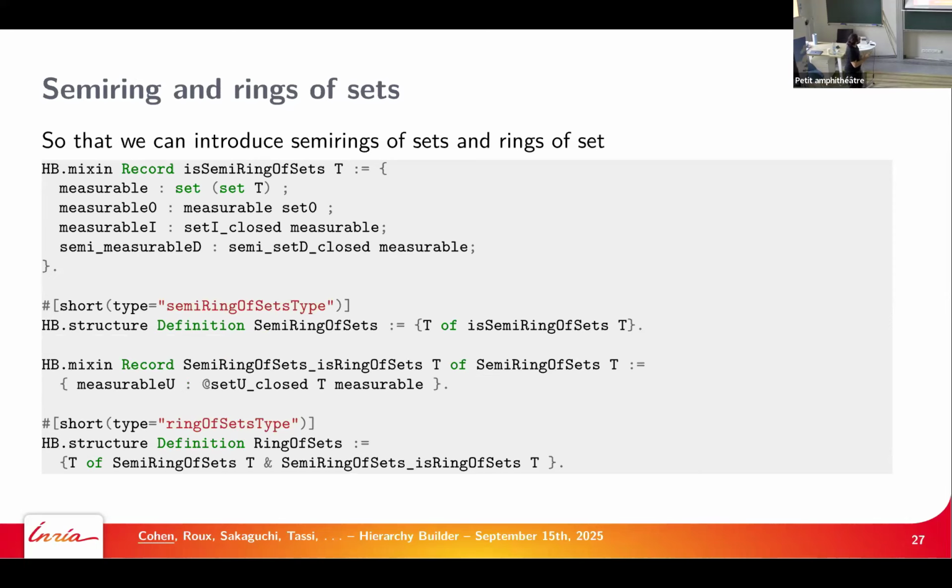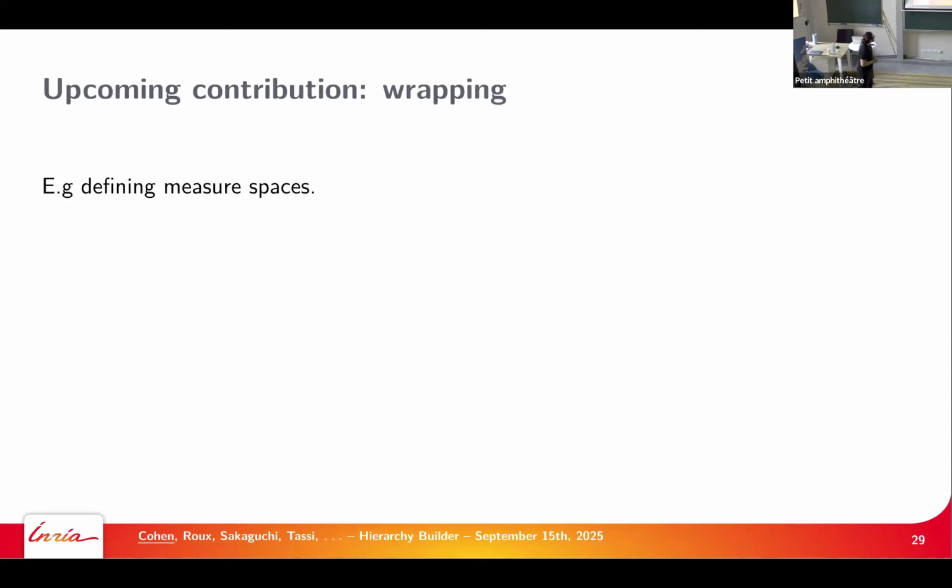For example, here I introduce this new piece of data, and I decomposed. Maybe it's not that relevant. Sorry, I will jump to the next part, which is the future of hierarchy builder that is happening. While we're talking, we are working on it, it's a work in progress.